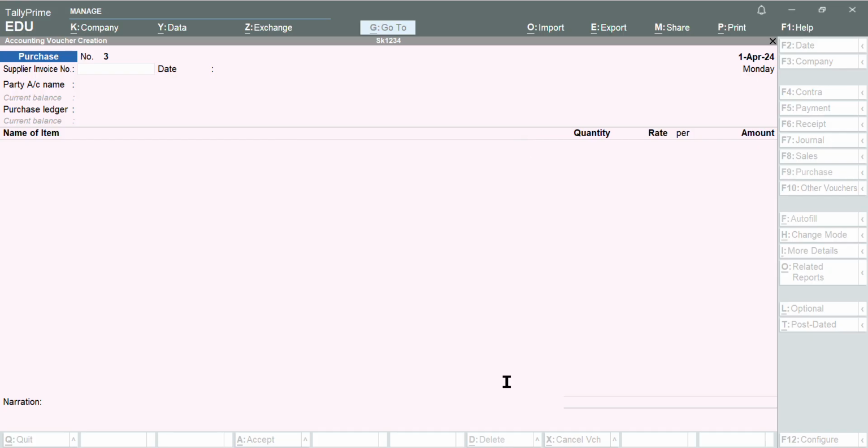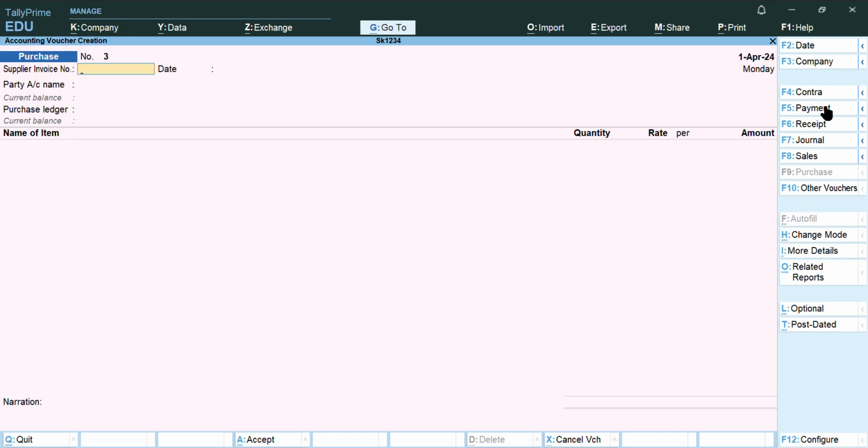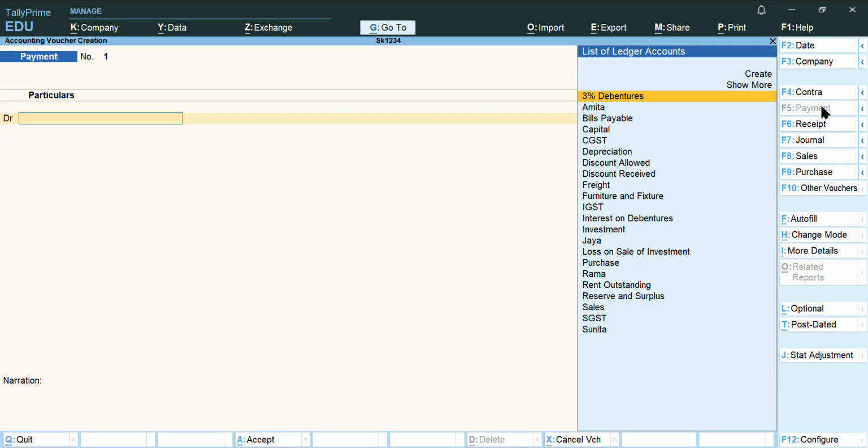Okay, so rent paid, which voucher shall we be using? Just think of the voucher, outstanding rent paid. It's a payment. Okay, so the payment voucher. Selection of voucher is very simple and logical. If you are paying something, we use payment voucher. So now coming to the payment voucher, it is coming in the form of debit and credit. It means we are to record journal entry.